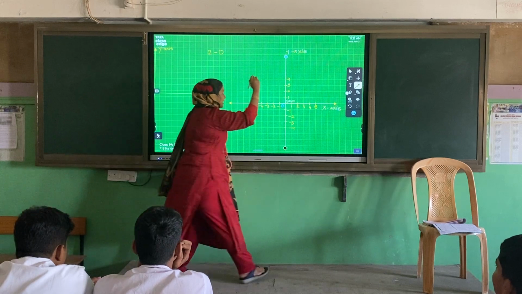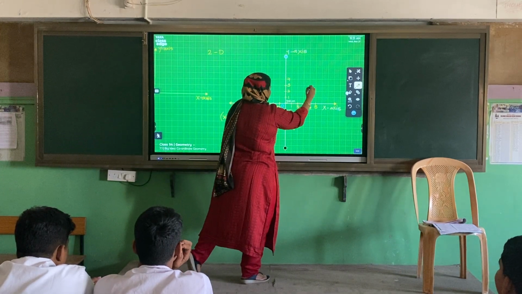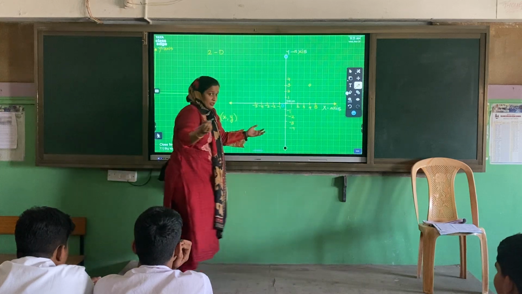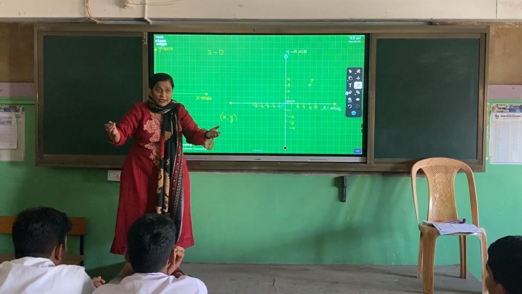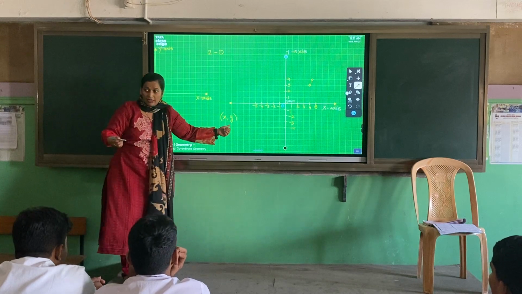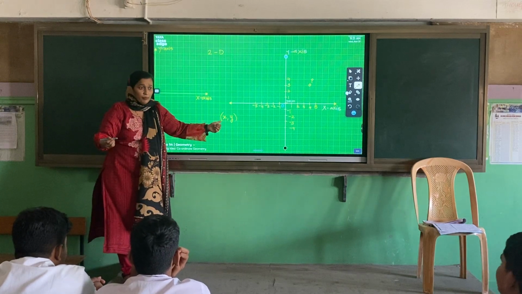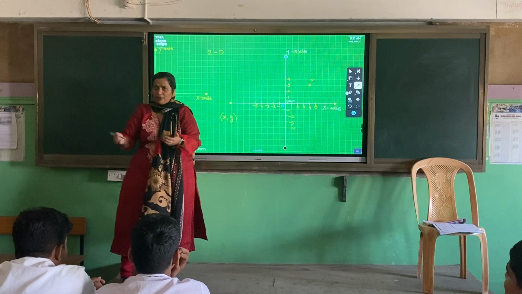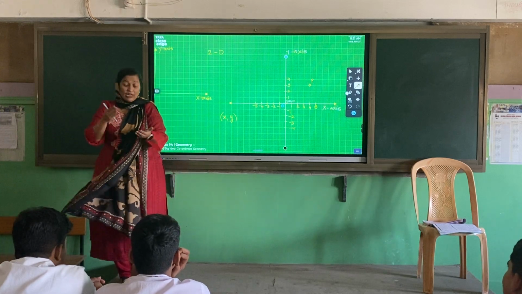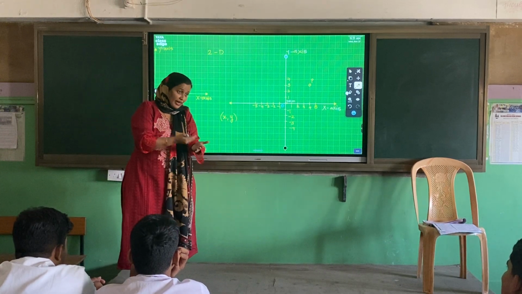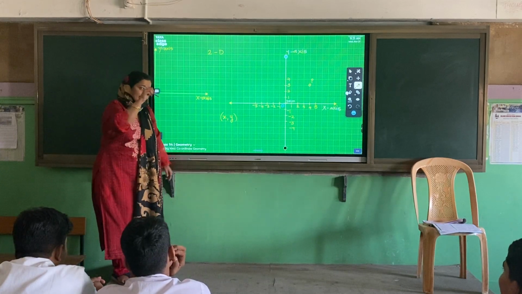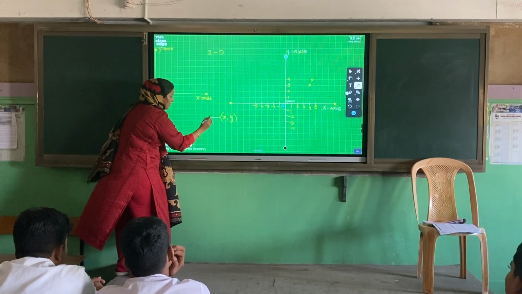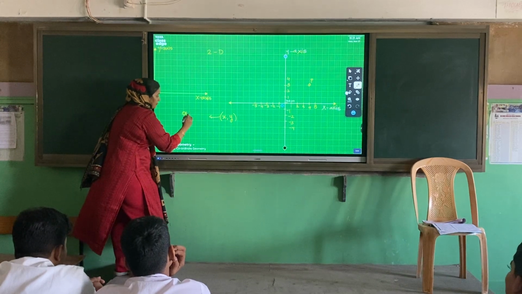So when we mark any point on graph paper, anywhere, wherever we want, the coordinates of the point will be in the form of x comma y. Why? Because when we choose any point on a graph paper, we are working on x-axis as well as on y-axis. So the coordinates will be in the form of x comma y. Now this x comma y is called an ordered pair.